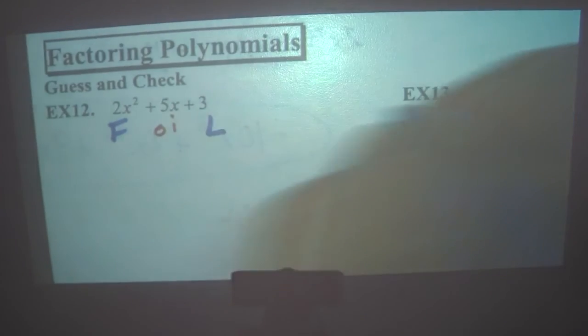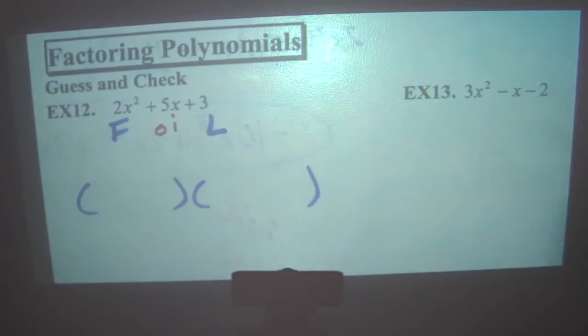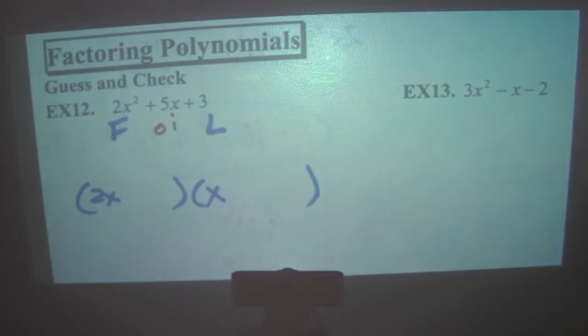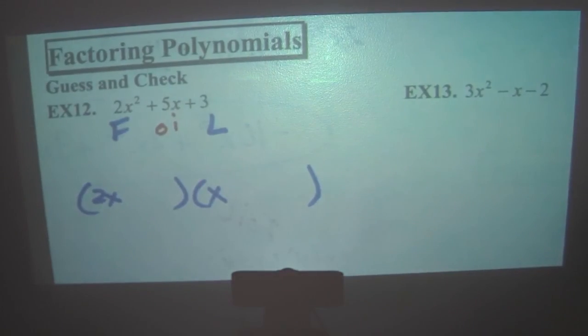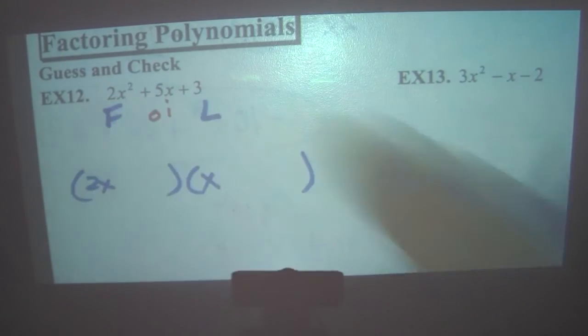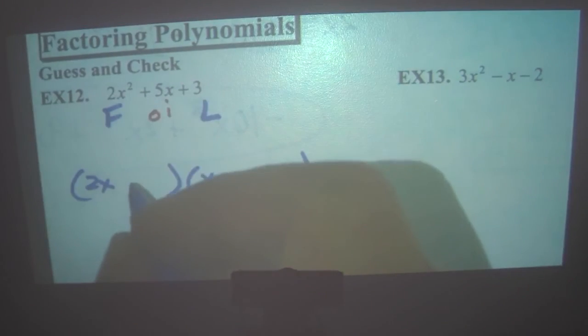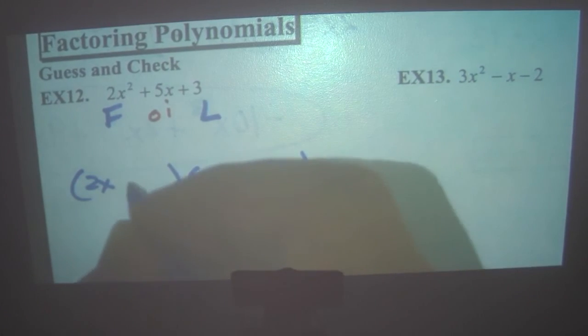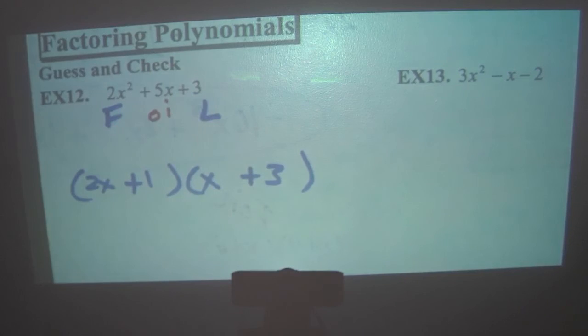Okay, so as we set this up, I got binomials. I got 2x squared is 2x and x. And then I got to come up with factors of 3. Now, this is where you have to do the checking. I got to check to see, where do I put the 3? Do I put the 3 first or do I put it last? Because if you're not first, you're last. Where do I put the 3? Factors of 3. If I put it here or here? Factors are 3 and 1.